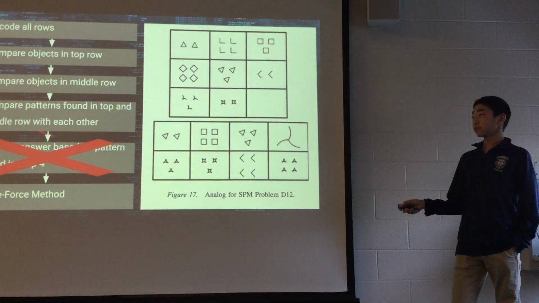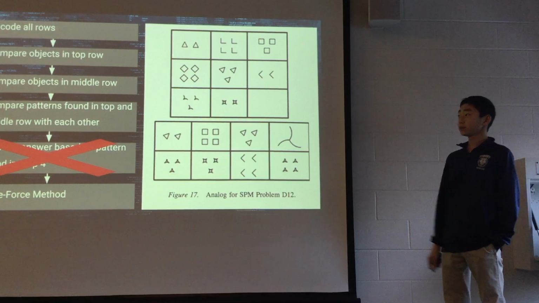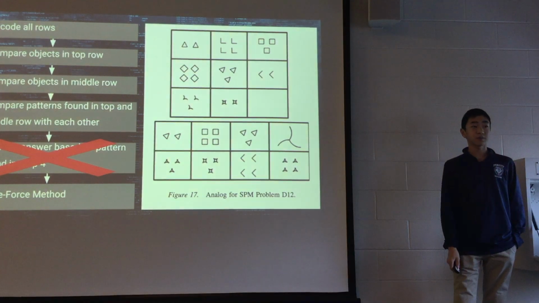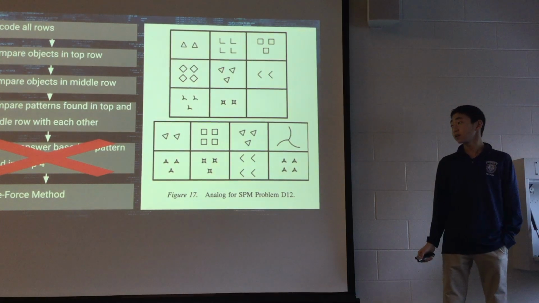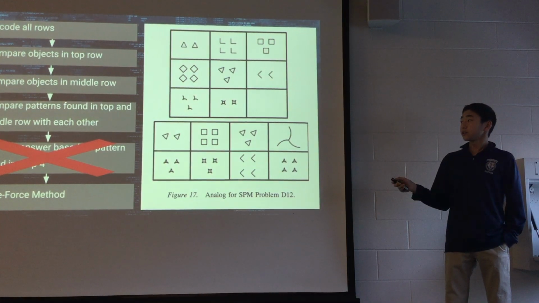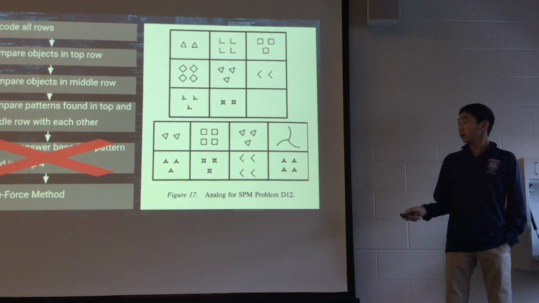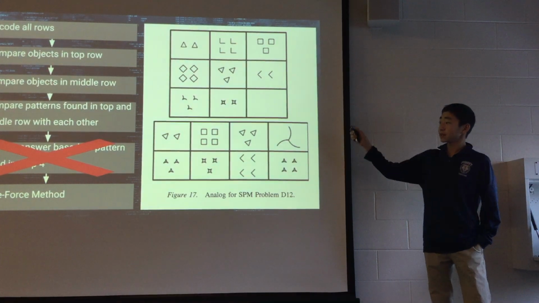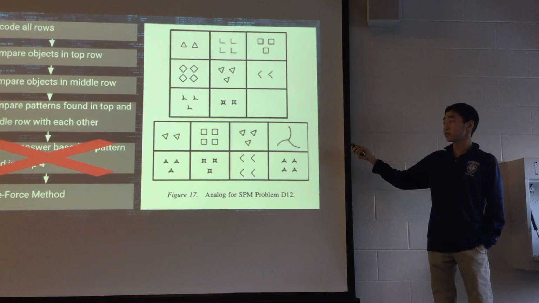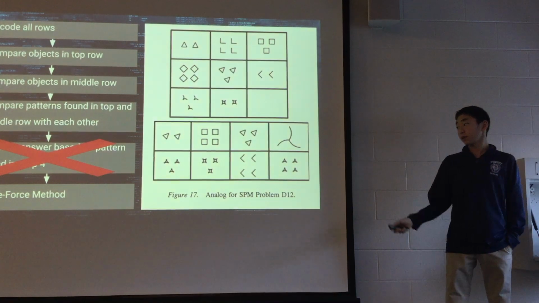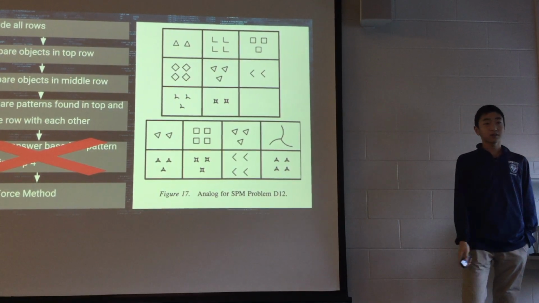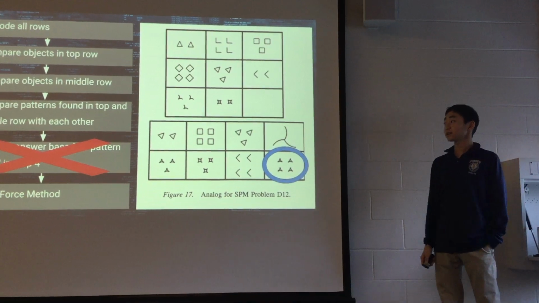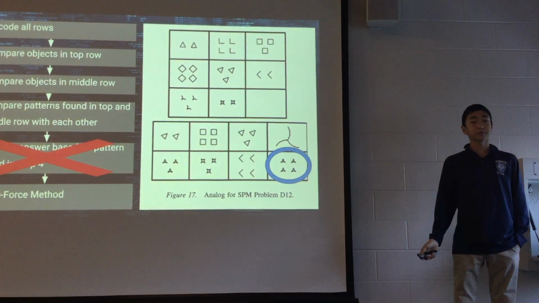So the first 5 steps are the exact same. It'll encode all rows, compare objects in the top row, compare objects in the middle row, and then compare those 2 patterns of variances with each other. However, because those 2 patterns of variances were different, it couldn't infer the answer based on those 2 pieces of information. So what it does is it resorts to brute force, plugs each answer in, and hopefully it'll come up with that answer. Everyone with me? Okay.